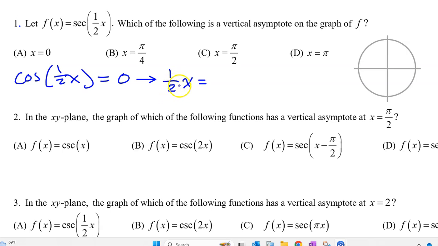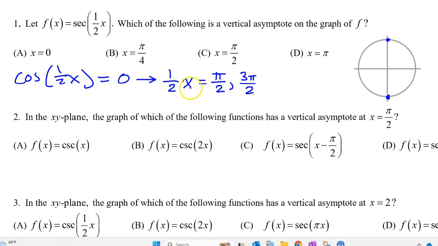First, we solve for 1/2 x by asking ourselves the cosine of what is equal to 0. Cosine is the x value on the unit circle, and x values are equal to 0 here and here. So the first two solutions for 1/2 x are pi over 2 and 3 pi over 2.